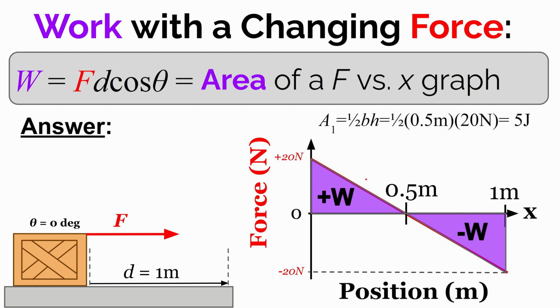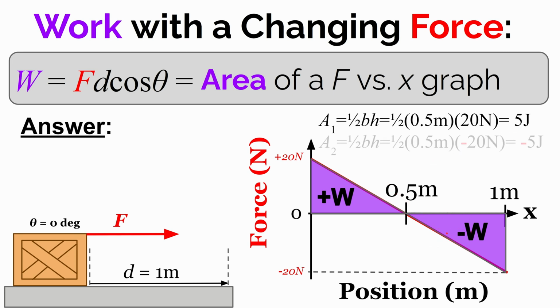So if we want to calculate the positive work done, that's the area of a triangle, 1/2 base times height. Our base is 0.5 meters. The height of our triangle is 20 newtons, so 1/2 times 0.5 meters times 20 newtons gives us 5 meter newtons or newton meters, and remember a newton meter is a joule. So for the first half, there's positive 5 joules of energy being added to the box system.